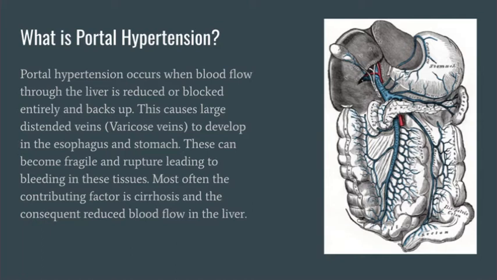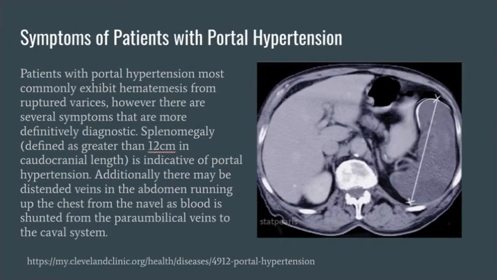Most often, the contributing factor is cirrhosis and the consequent reduced blood flow in the liver. Some symptoms. Patients with portal hypertension most commonly exhibit hematemesis from ruptured varices. However, there are several symptoms that are more definitively diagnostic. Splenomegaly, defined as greater than 12 centimeters in caudocranial length, is indicative of portal hypertension.